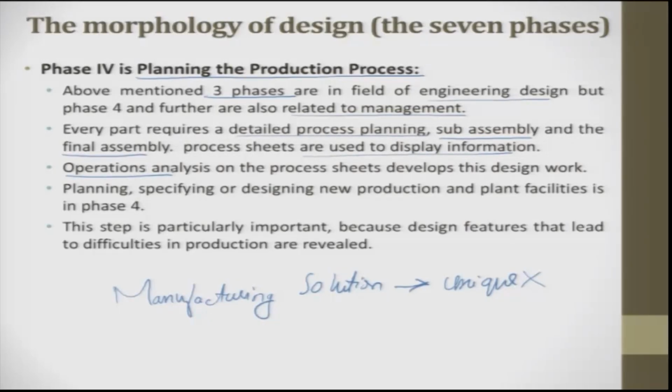All these things happen. Then planning specification and a detailed new production and plant facility is in phase 4. So, you establish a plant layout in step 4. This step is particularly important because design features that lead to difficulty in production are revealed. Okay. So, the first 3 are feasibility, detail feasibility, then you look for alternatives, then you produce a detailed one. The 4th one is towards layout, process planning and layout.